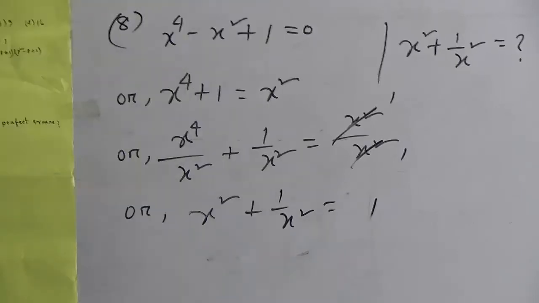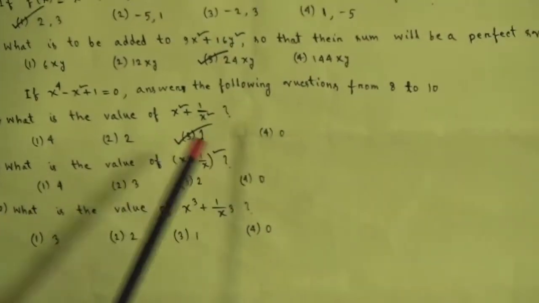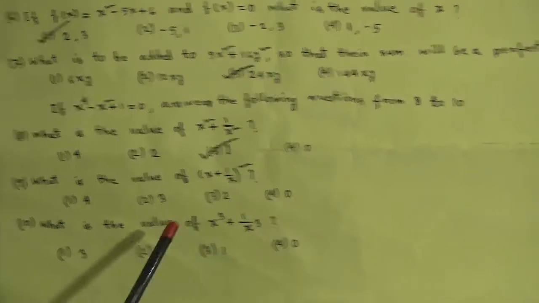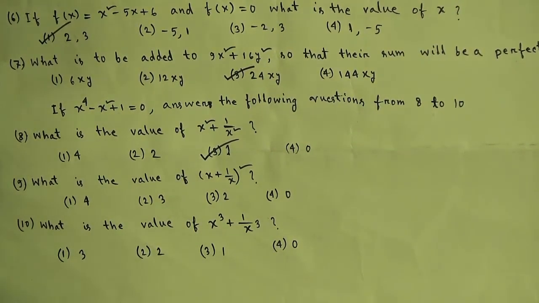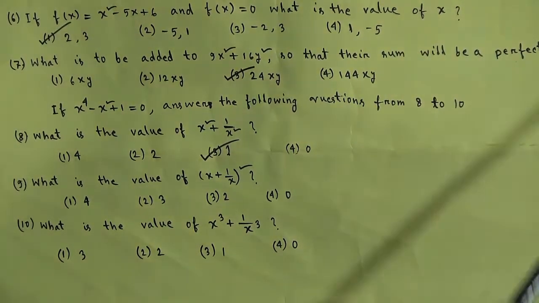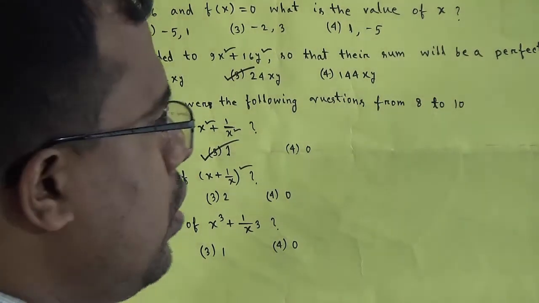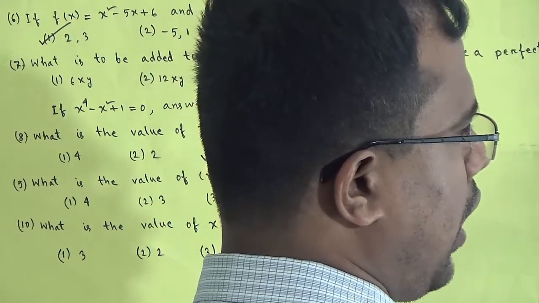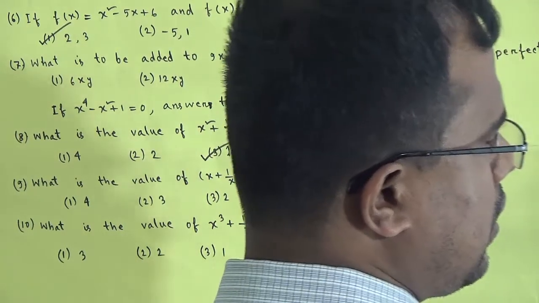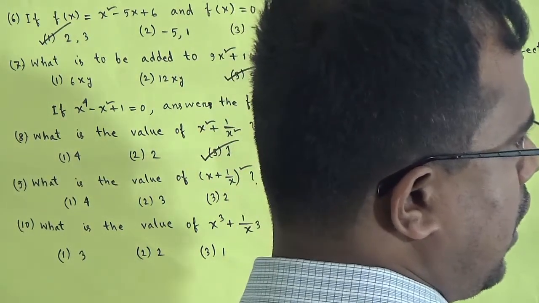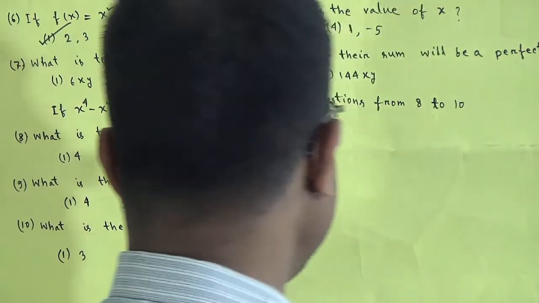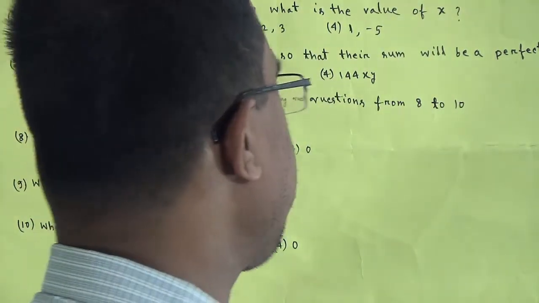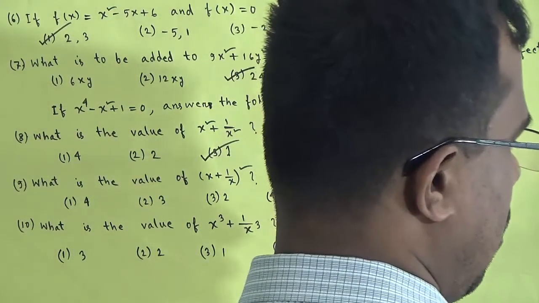Now question 9. What is the value of x plus 1 by x whole square? We have to find out the value of x plus 1 by x whole square. From question 8, we have got x square plus 1 by x square equal to 1. Using this, we can find the value of x plus 1 by x whole square.